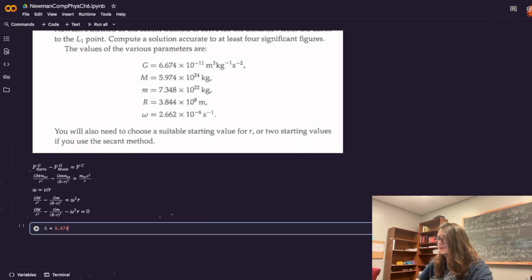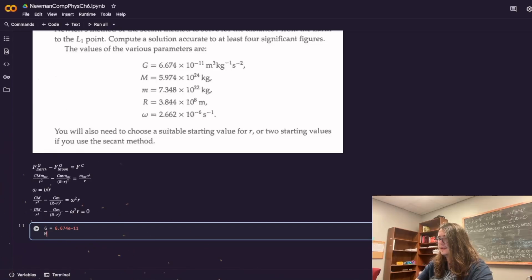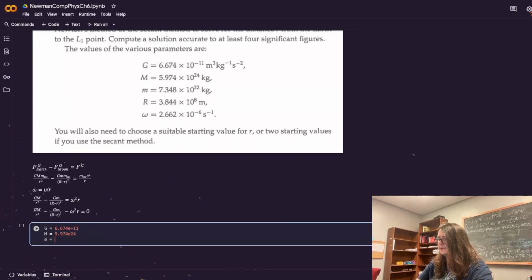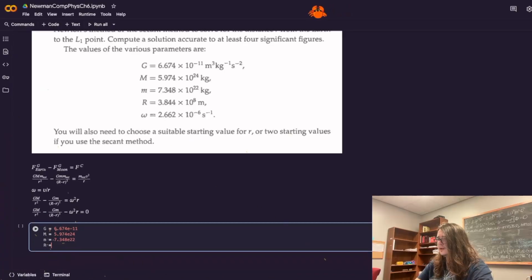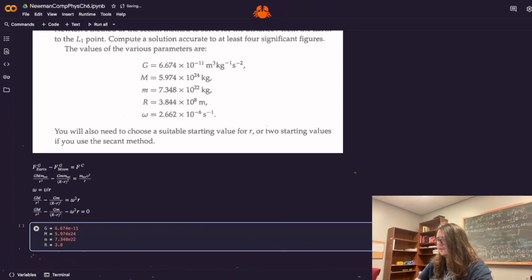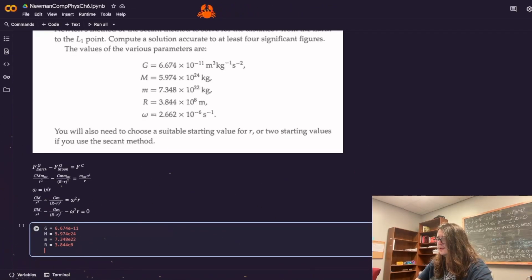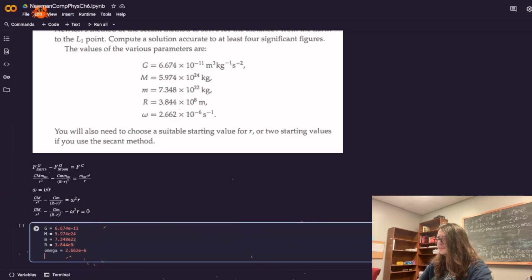So we've got G equals 6.674 E minus 11, capital M equals 5.974 E 24, little m equals 7.348 E 22, and then R was 3.844 E8, and omega was 2.662 E minus 6.